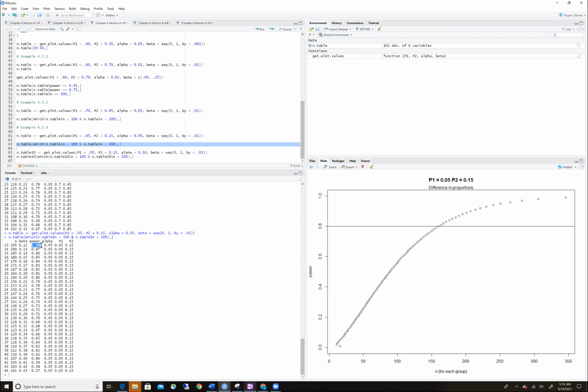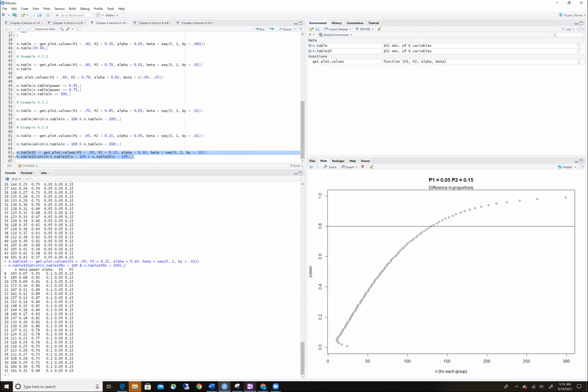How does that compare to when we switch our alpha level to 0.10? We can see that our power went up. The alpha level goes up, and in this case, for the same sample sizes, we see that the power also increases. We also see that the type 2 error decreases.